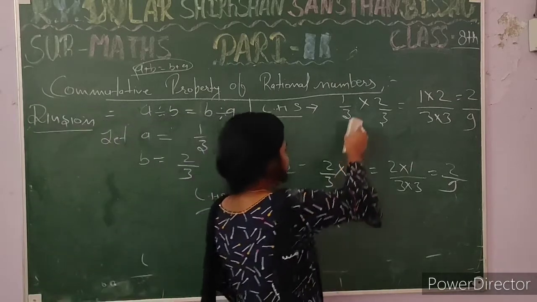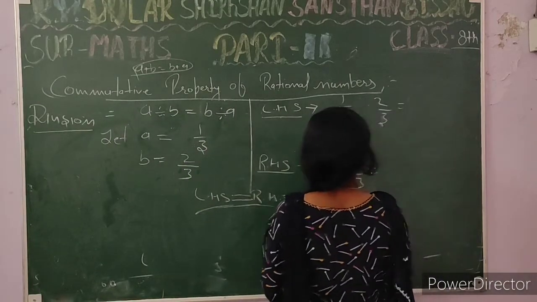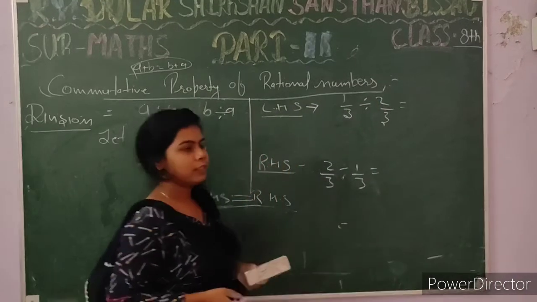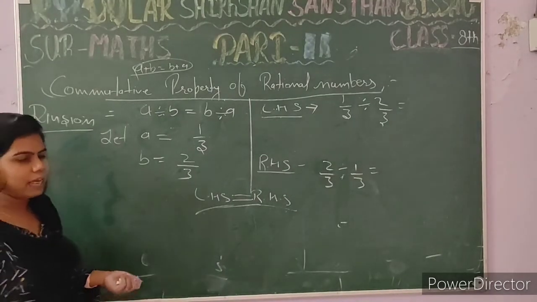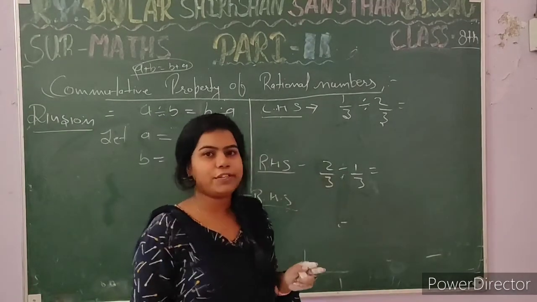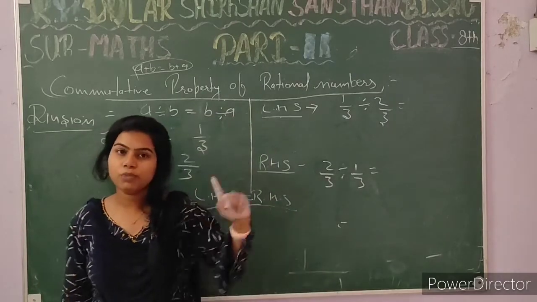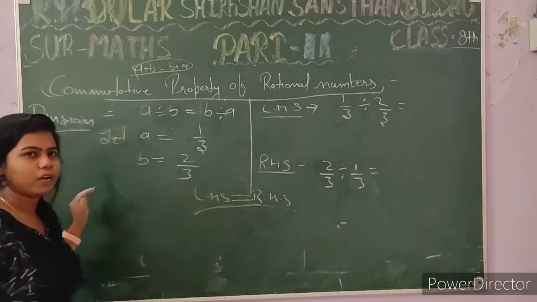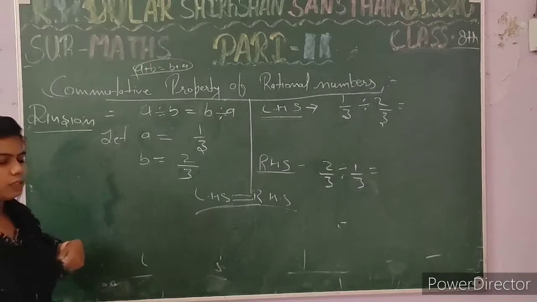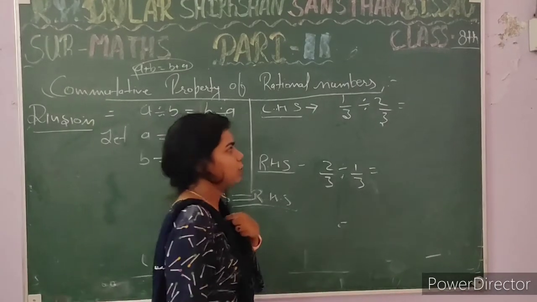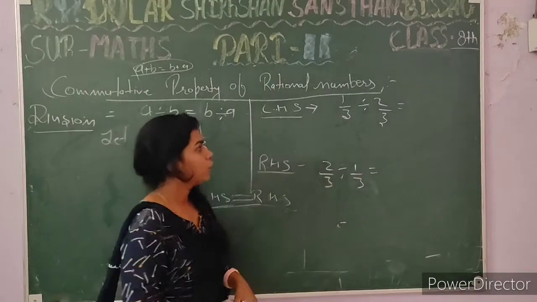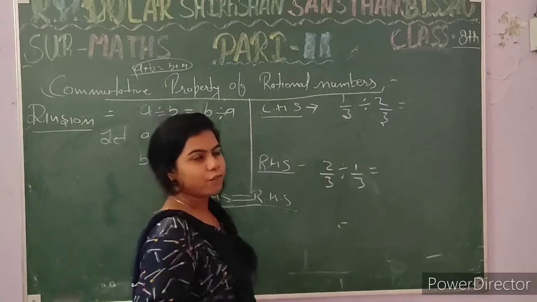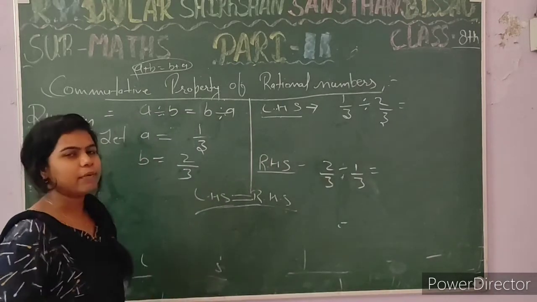Look carefully at this method. First of all, I explained in the previous class how we divide rational numbers. If you have any problems dividing this type of rational numbers, you have to see the previous parts of this chapter, because there I explained how we divide. So here, first of all, if we have the divide sign, we have to change it to a multiplication sign, and for that we use the reciprocal of the second number.